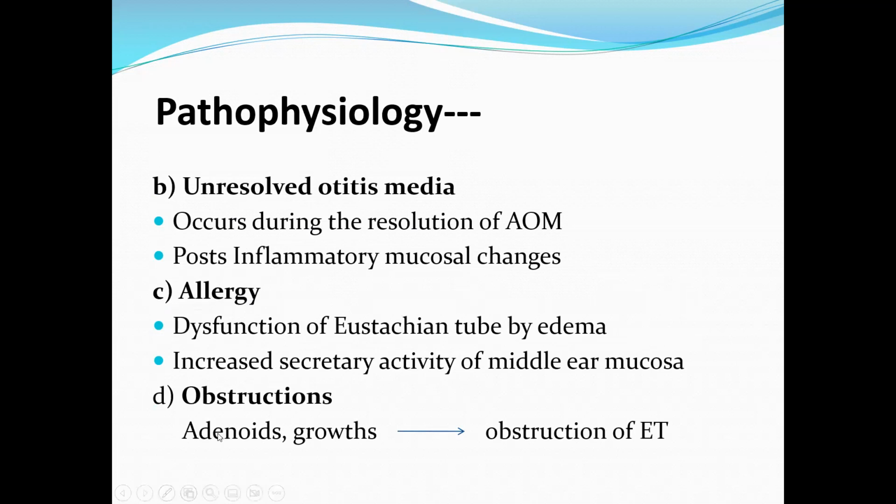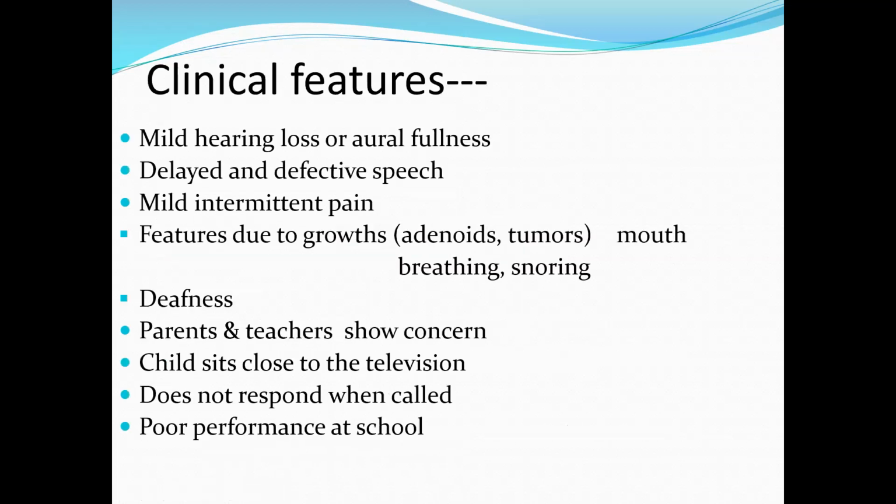Then the important thing is adenoids, which are seen in 80% of the children, obstructing the eustachian tube opening in the nasopharynx. So now we come to the clinical features. The main clinical feature is hearing loss, which is chronic in nature. So the patient will present with delayed speech, improper speech. The patient starts pronouncing words differently.